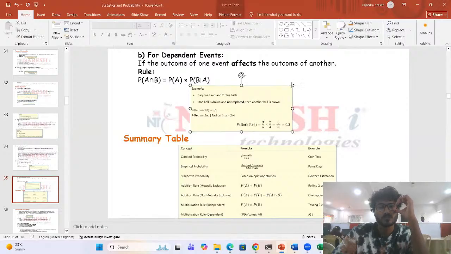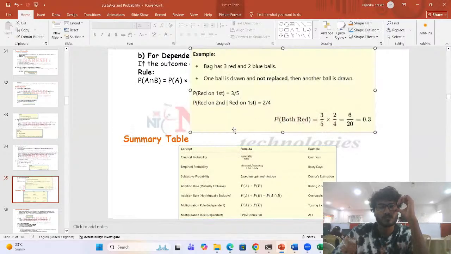Okay, you see this example, guys. For example, I have a bag of 3 red color balls and 2 blue color balls. One ball is drawn and not replaced. Then another ball is drawn. So what is the probability of getting the first ball as red color? What is that? 1 divided by 5. Clear. Next. Then what is the probability of getting the second ball?